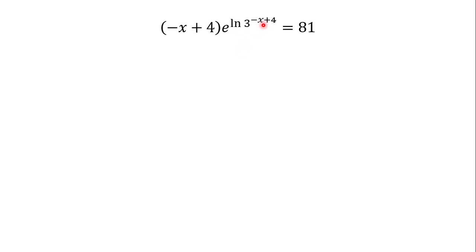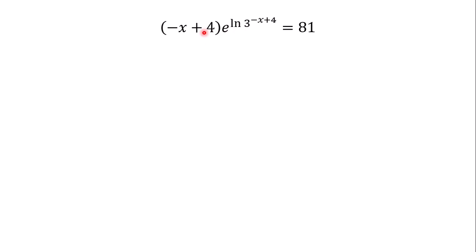Now, what is here is the same thing as what is here. Is that true? The answer is no. Why? Because here we are having natural log of 3 raised to the power minus x plus 4, and here we are having minus x plus 4. So if you compare what is here to this one, natural log is not attached to this one.